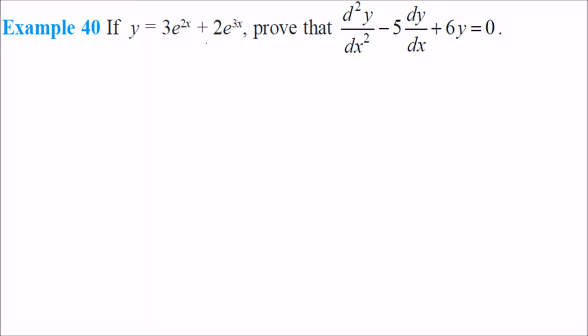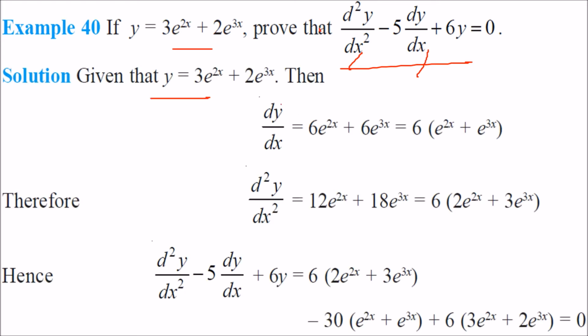If y is this, then you have to prove that this is the equation. So what we will do here is, we'll find this, and we'll put it in this equation. So dy by dx is what? This is 3 e to the power 2x, so 3 will come here. Then e to the power 2x is e to the power 2x, and the derivative of 2x is 2. So it will be 3 into 2 is 6. In the same way, this will also be 6 e to the power 3x.